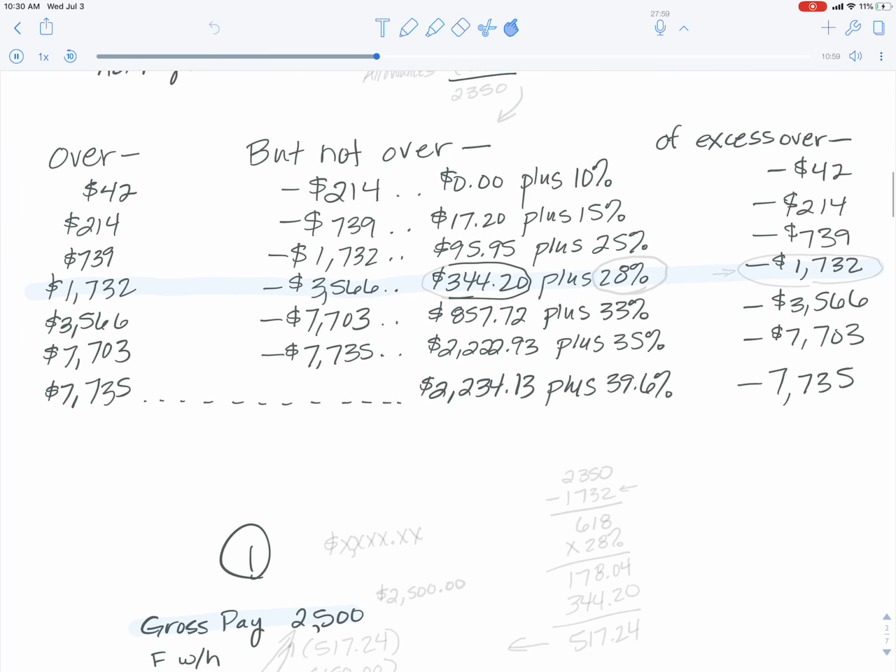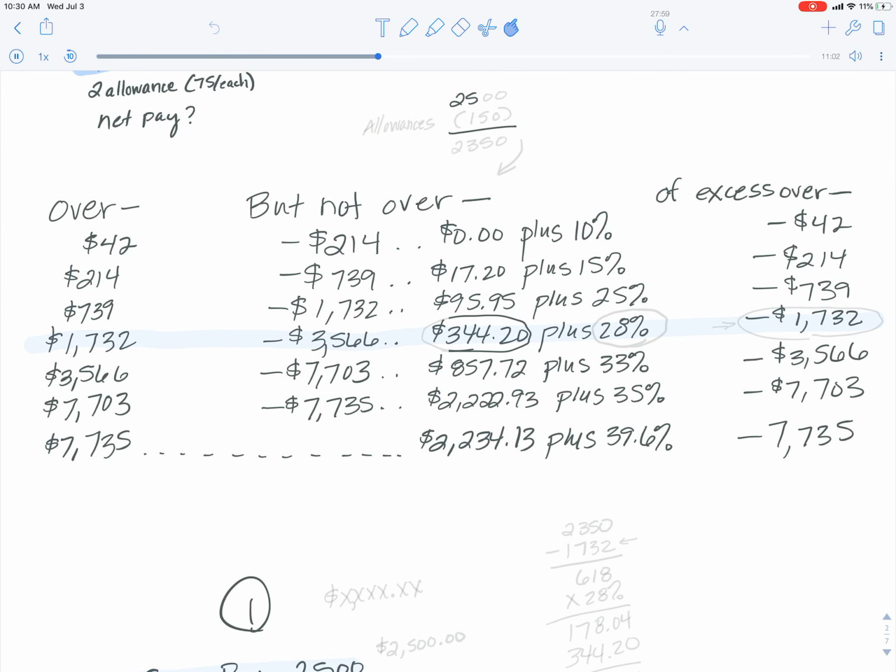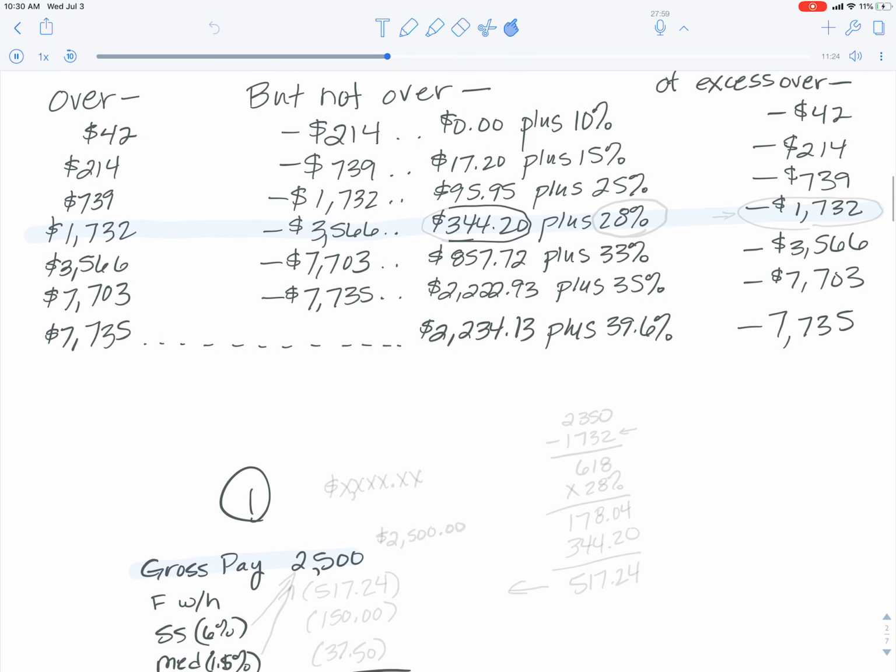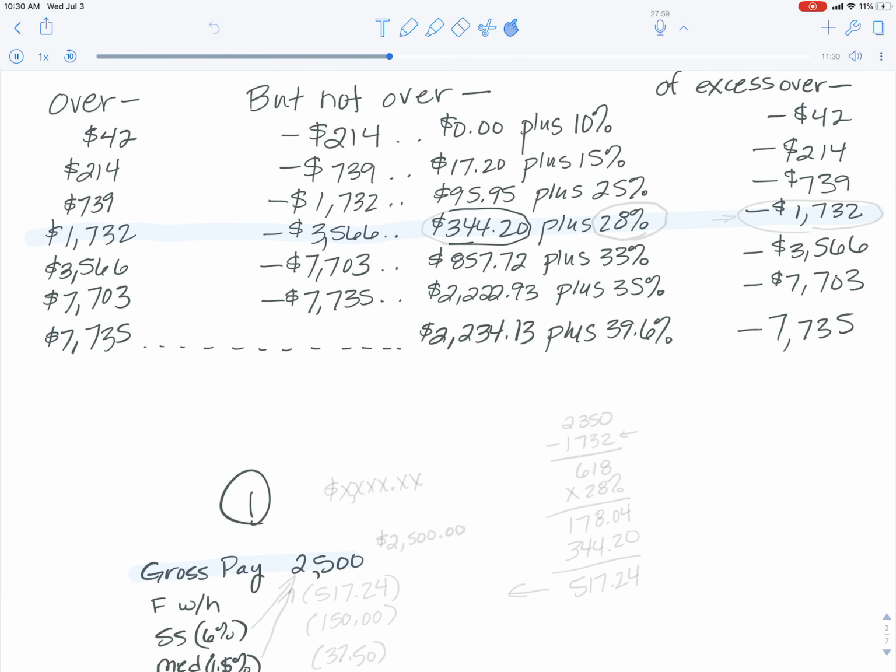Now we need to plug in a number into the table. Well, let's take out our allowances first before we plug into the table. We have 2 allowances again at $75 each. That is $150. So after we take out our allowances, that's $23.50 that we are going to plug into the table. Okay, so let's find where $23.50 fits into the table. That is over $17.32 and under $35.66. So we're in this 28% bracket.